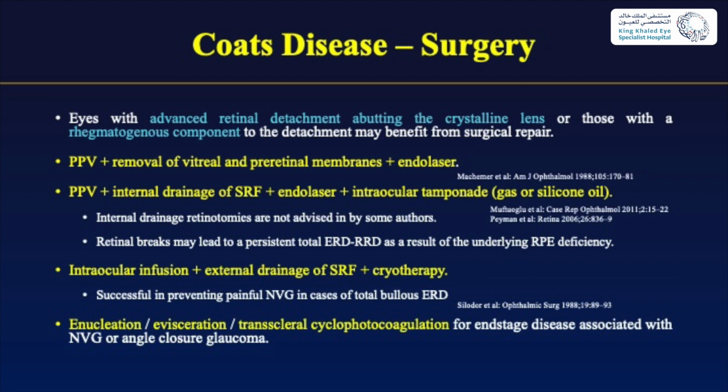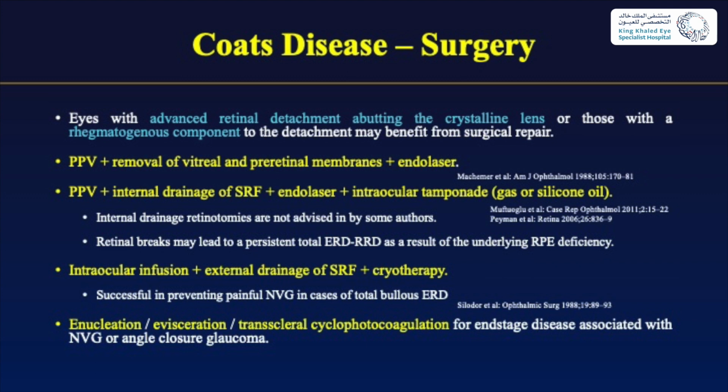Like pars plana vitrectomy with removal of vitreous and pre-retinal membranes plus endolaser. Or some authors reported doing intentional retinotomies to drain the subretinal fluid followed by endolaser and intraocular tamponade. But some authors do not advise doing intentional retinotomies because retinal plaques might lead to persistent total combined exudative rhegmatogenous retinal detachment as a result of the underlying RPE deficiency.